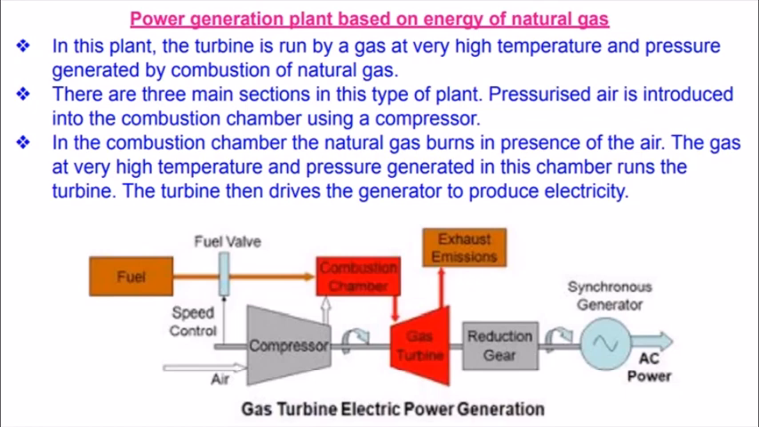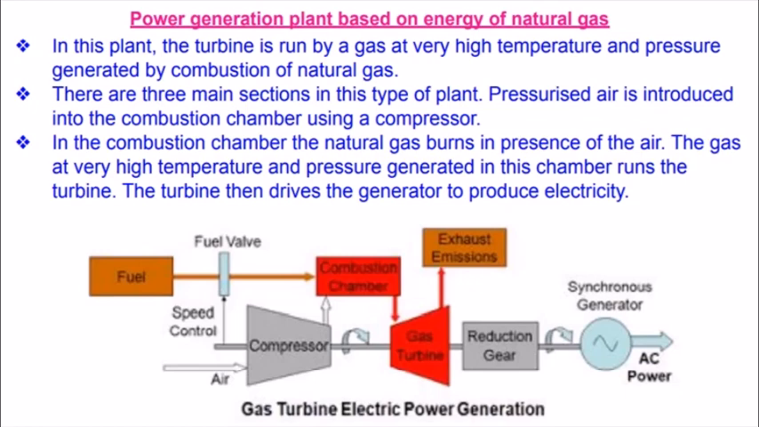So first is the pressurized air which is obtained. That air is introduced into the combustion chamber using a compressor. So we are using a compressor, and in that combustion chamber we introduce the pressurized gas. Now this pressurized air has a lot of high pressure. Because of this high pressure, in the combustion chamber, the gas starts to burn in presence of air.